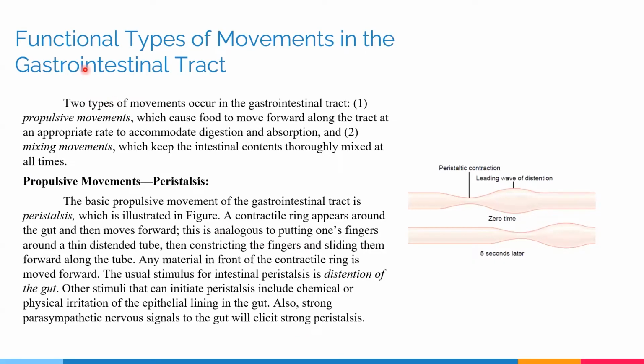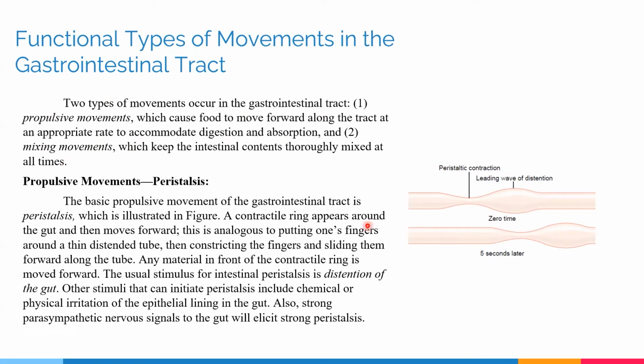Next, we look into the functional types of movements in the gastrointestinal tract. The two types of movements which occur in the gastrointestinal tract are the propulsive movements, which cause food to move forward along the tract at an appropriate rate to accommodate digestion and absorption, and mixing movements, which keep the intestinal contents thoroughly mixed at all times.